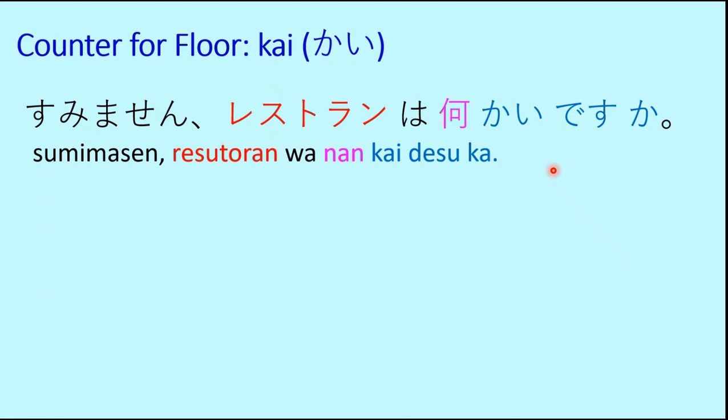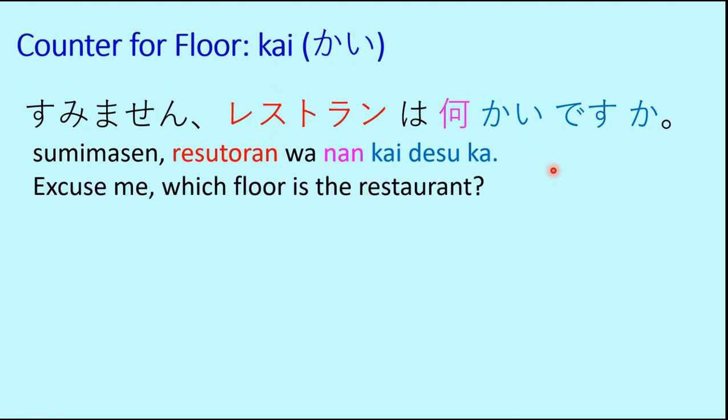Sumimasen, restaurant wa nankai desu ka? So sumimasen, as you know, it's excuse me. Restaurant wa nankai desu ka? Which floor is the restaurant? So this is one way of asking. Nankai desu ka is which floor, and the subject is the restaurant.